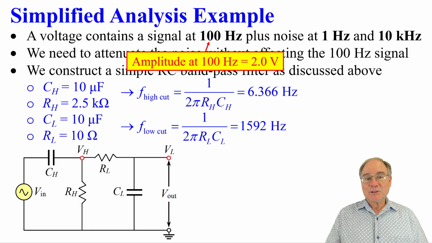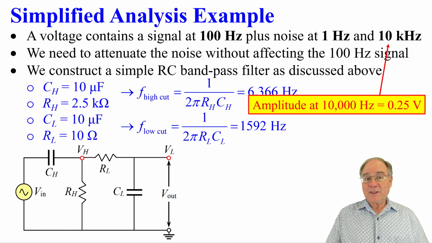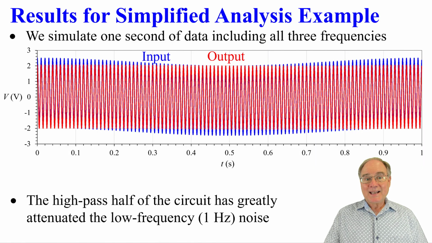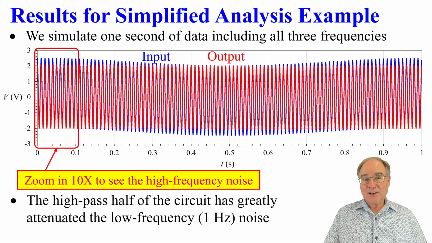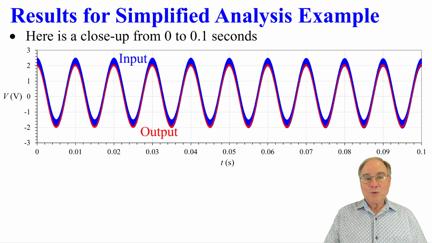I also assigned amplitudes: 2 volts for the signal, 0.25 volts for the low frequency noise, and 0.25 volts for the high frequency noise. Here is a time plot from 0 to 1 second. The input is in blue and the output in red. The high pass half of the circuit has greatly reduced the low frequency 1 Hz noise. The red output doesn't wave at 1 Hz like the blue signal does. But we can't really see the noise, so let's zoom in by a factor of 10. Here's the trace from 0 to 0.1 seconds.